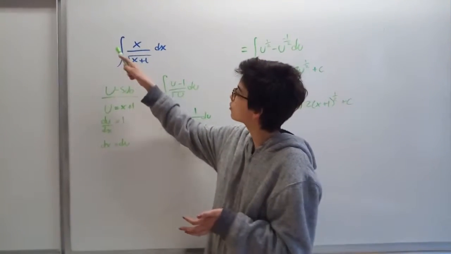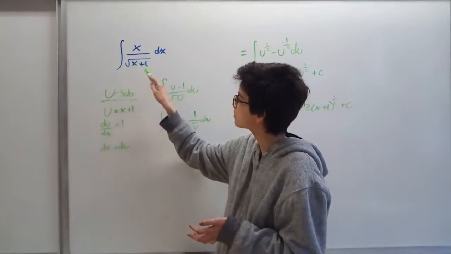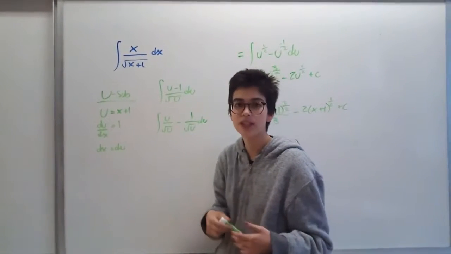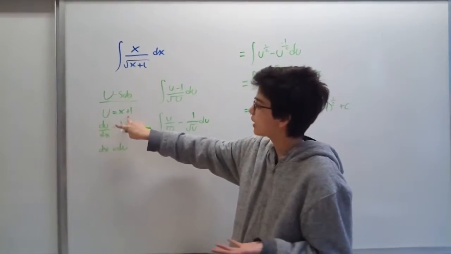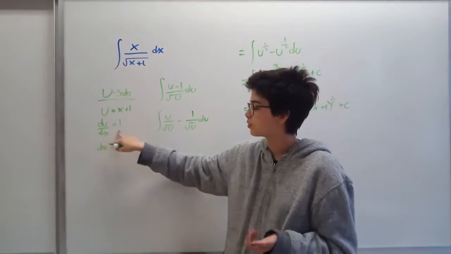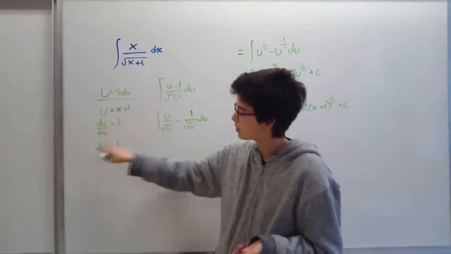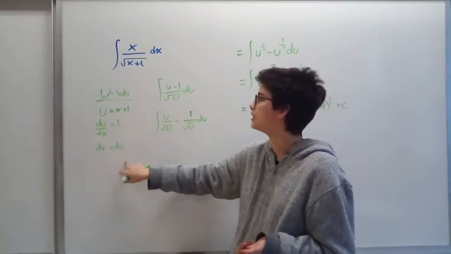Next up, I'm going to be showing you how to find the integral of an unbounded rational. So we have the integral of x over the square root of x plus 1 dx, and we're going to be using u substitution to find our answer. u is equal to x plus 1, du/dx is equal to 1, and that just means that when we divide over, dx is just equal to du.